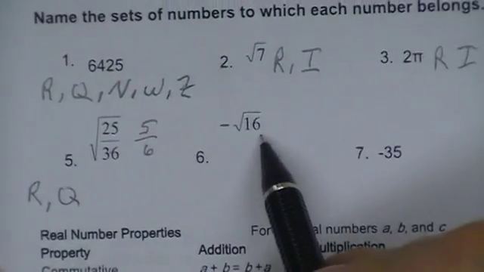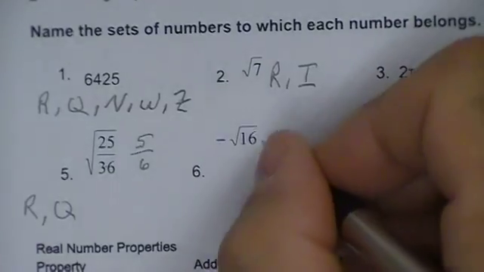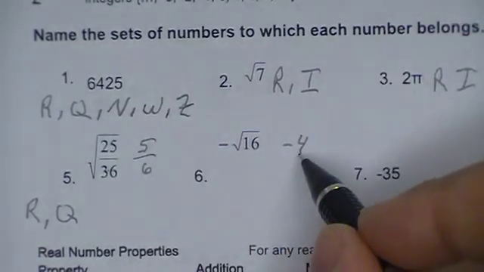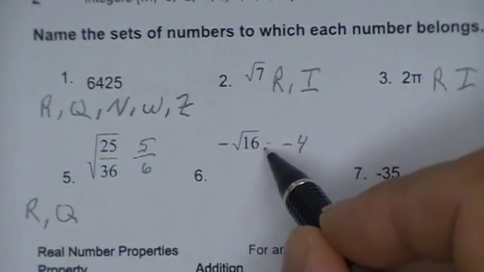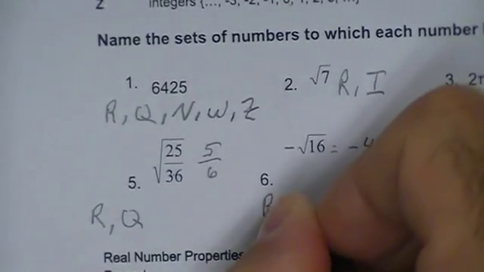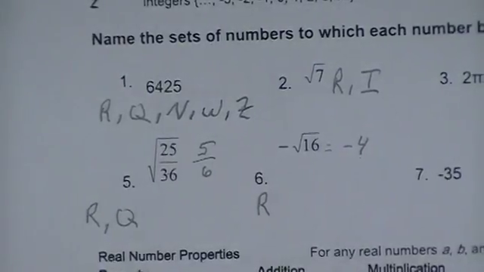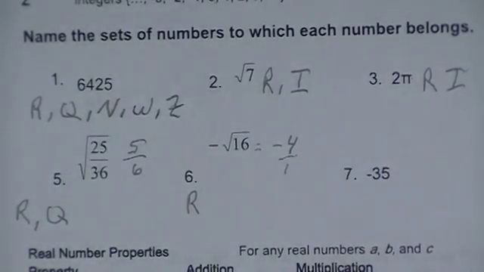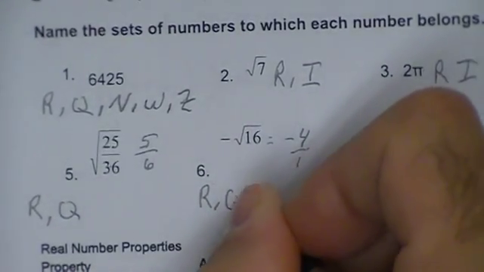Okay. 6. It's up here. It's the square root of negative 16. Well, the square root of 16 is 4, so technically this is just negative 4. So that's the number we're dealing with, right? Okay, so negative 4, what does it fall into? Well, everything is an R. Okay. Can I make it a fraction? Can I make negative 4 a fraction? Sure I could. I can just put it over 1.